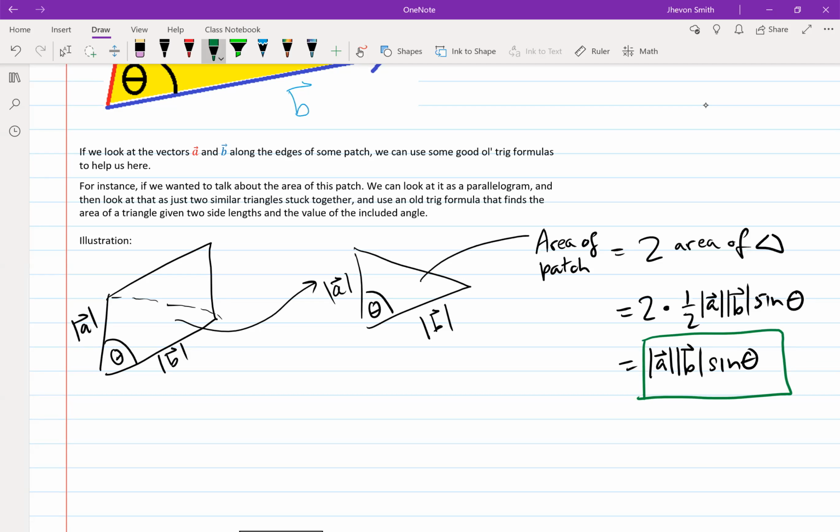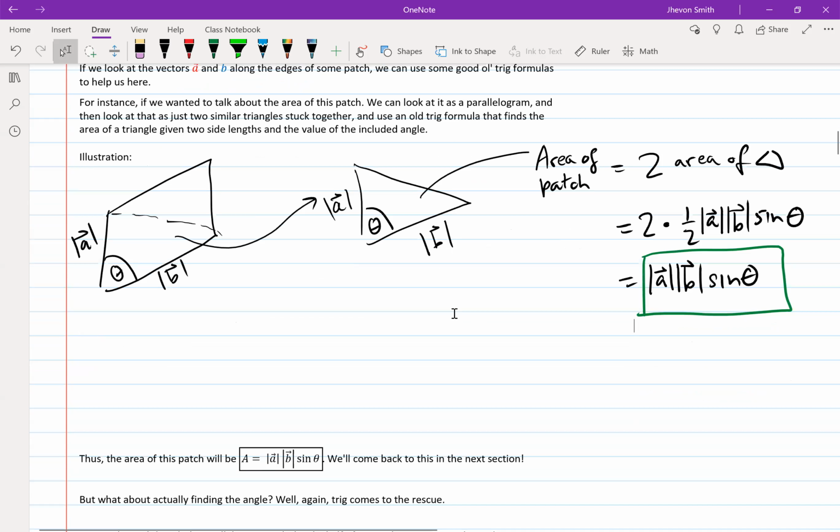And that expression is actually going to be important. You'll see that pop up as being connected to the cross product, and we'll look at that tomorrow. So for now, let's just file that away, that this formula here is going to be important. But ultimately, that leads us here. So the area of this patch will be given by that, and that's important.